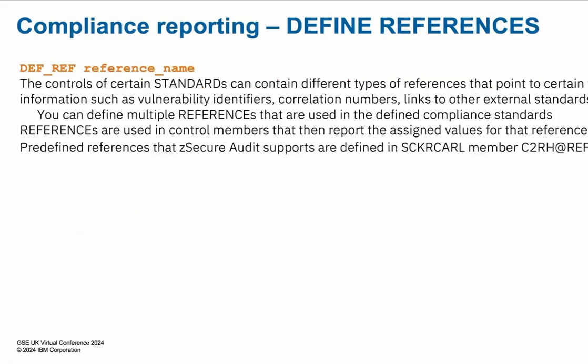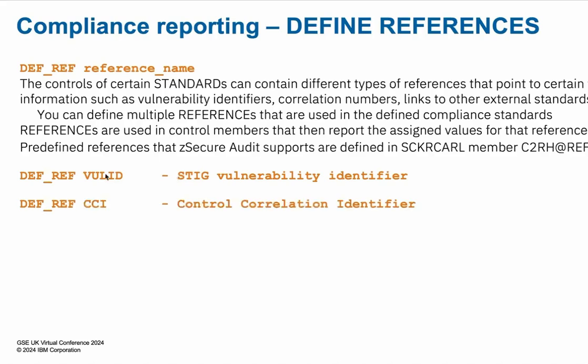Okay, also references are used. So earlier in the presentation, I did show you the vulnerability IDs, and these are sort of references that you can enter in the controls. And here we have the vulnerability ID. This is defined with def_reference. Then you come up with the name of the reference and a description. So these are the ones that we are currently supporting in the C2RH at ref member.